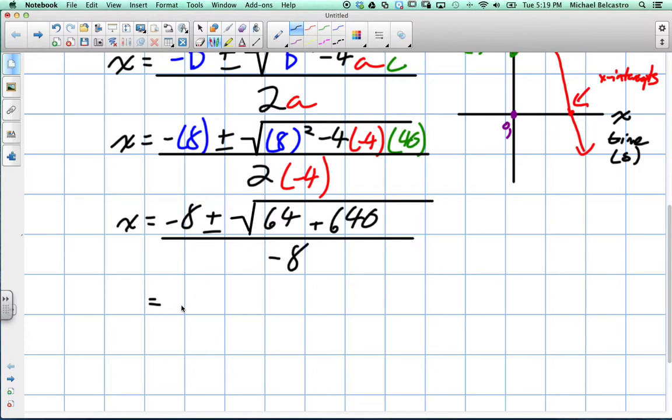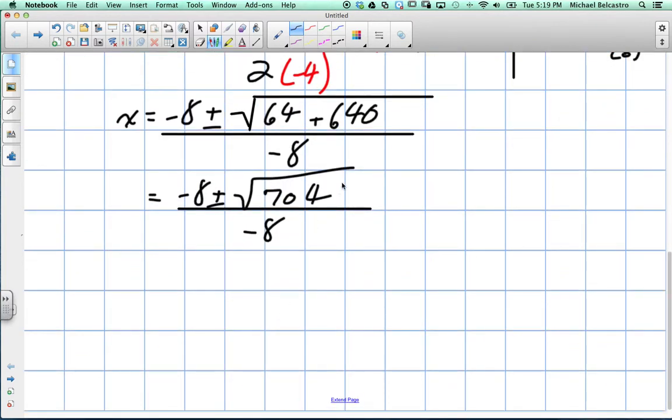8. We add up our values underneath. So we're finding the root of 704. And I remember you saying your teacher likes to keep things exact. So the root of 704 is not a nice number. So what ends up happening here is we split the equation.